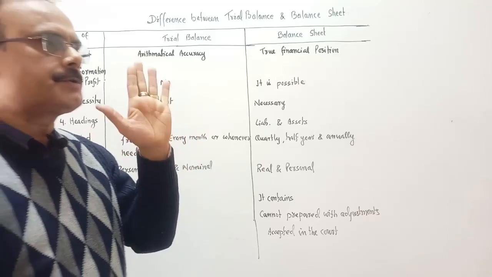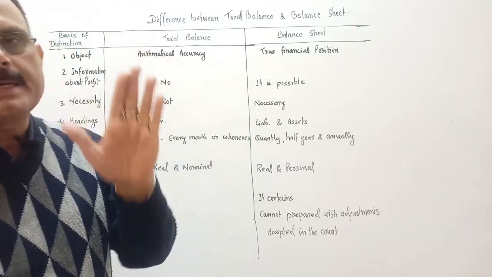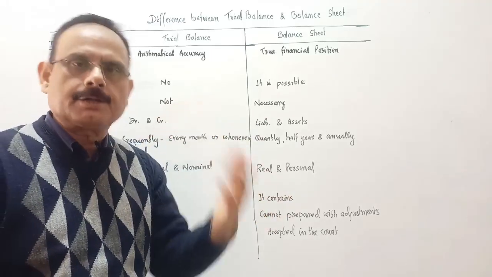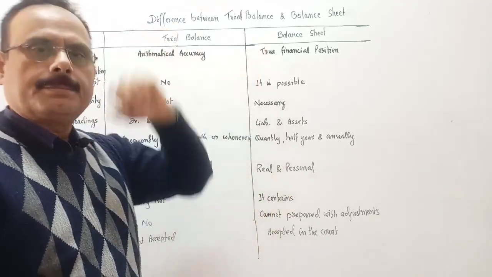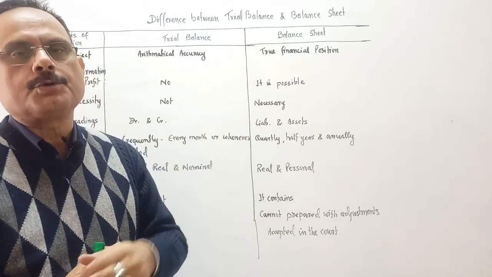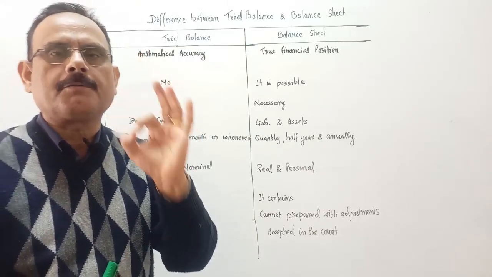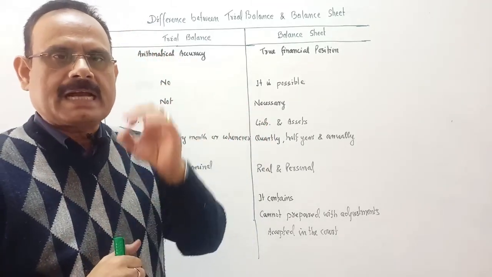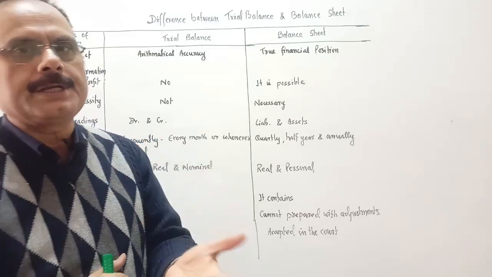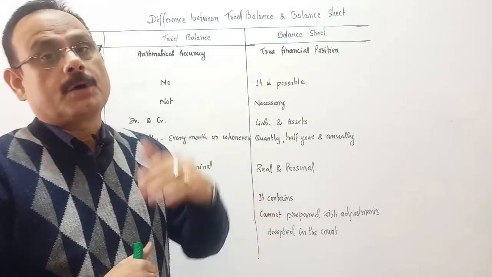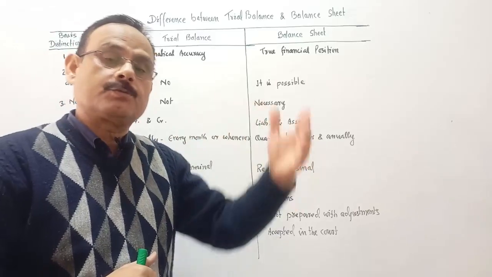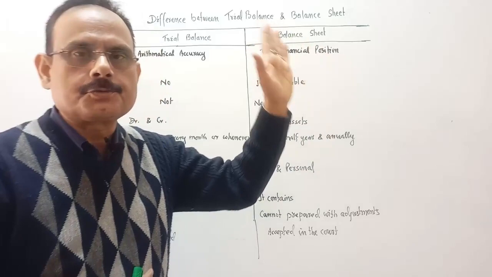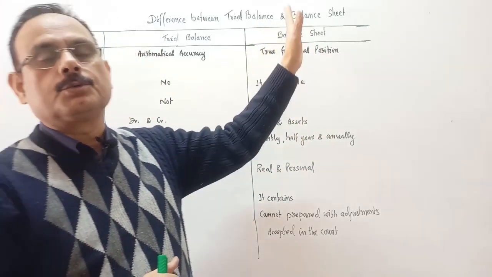Trial balance objective is what? To check the arithmetical accuracy, that every debit has a corresponding credit or not. And here, balance sheet objective is what? To know the true and fair view of financial position, to know the health of the business: how much assets the business has, what the liabilities are, how much liability, and what those liabilities are, what the assets are, what those assets are. So the true and fair financial position is known through the balance sheet.